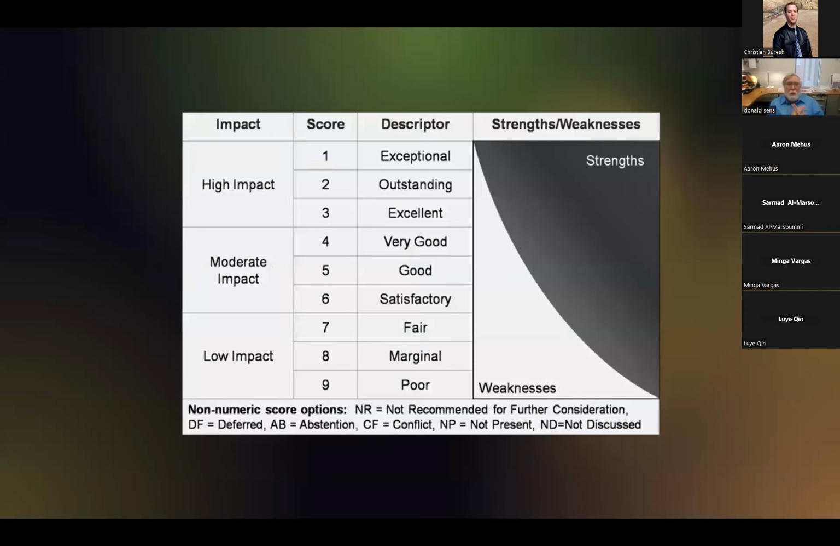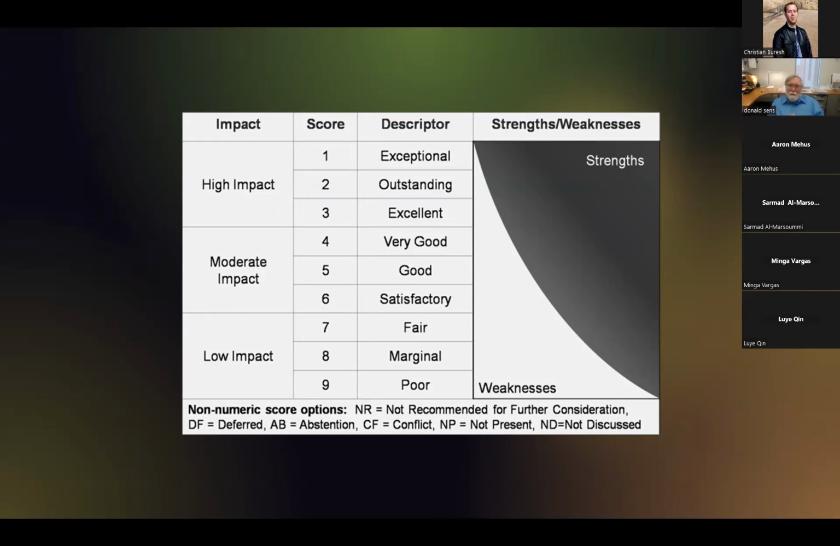So what they'll have is an impact score. And this will be the overall evaluation of your grant. High impact is a score of 1, 2, or 3. 1's exceptional, 2's outstanding, 3's excellent. Then you get into moderate impact of 4, 5, and 6, which is very good, good, satisfactory.